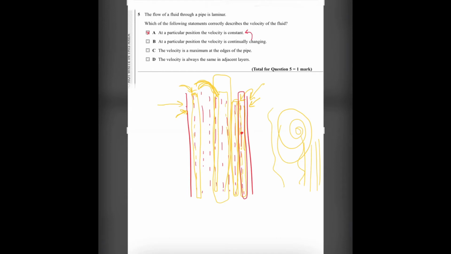Answer C says that the velocity is a maximum at the edges of the pipe. It is not true because there is friction between this layer and the pipe. Option D says that the velocity is always the same in adjacent layers. It will never be the same in adjacent layers because, for example, this layer has less friction than this layer, so of course this layer will have a greater speed than the other layer which is experiencing larger friction. So the answer to this question is A.